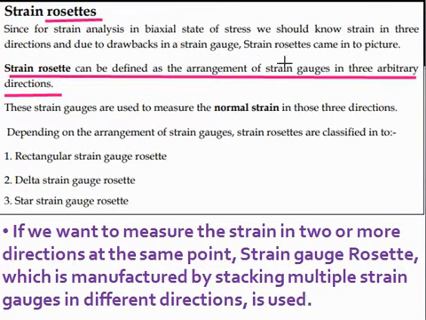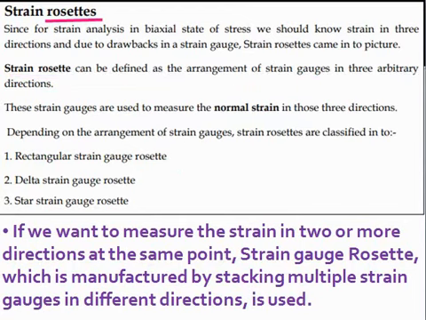So as a remedy for the 2-dimensional strain gauge, now we are going to study the strain gauges arranged in 3 arbitrary directions. And based on this arrangement, there are 3 different types of strain gauge rosettes. Number 1 is the rectangular strain gauge rosette. Number 2 is the delta strain gauge rosette. And number 3 is the star strain gauge rosette. But among these, the very popular one is the rectangular strain gauge rosette that we are going to study.